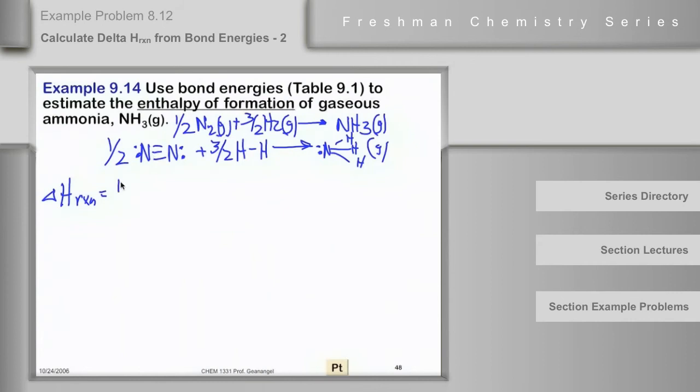N2. So that's 1/2. The value we used before was 946 kilojoules, plus 3/2 the bond energy of H-H, which is 436, minus 3 times the bond energy of N-H, and it's an N-H single bond, and that's 389, minus 3 times 389.